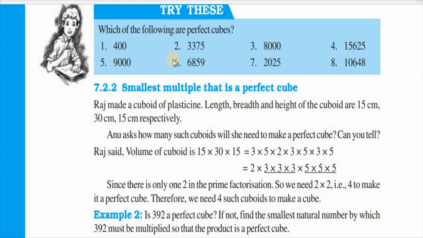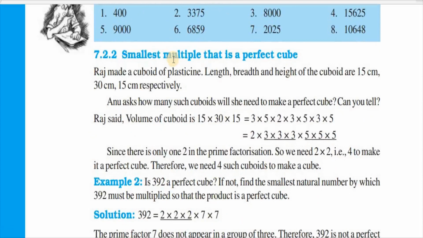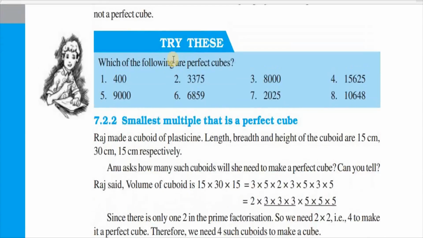Okay, welcome back. In the last video, we saw sums like which of the following are perfect cubes. Now we are going to find out the smallest multiple that is a perfect cube. Look at example number 2. It is given: is 392 a perfect cube? So the first question is, is it a cube? We have to do it like the previous sum.